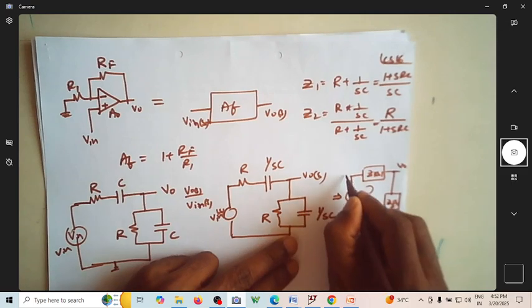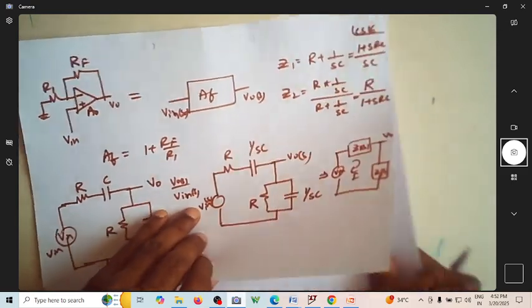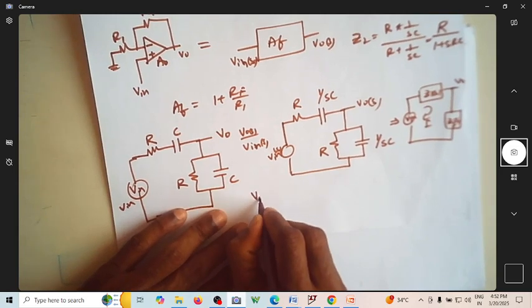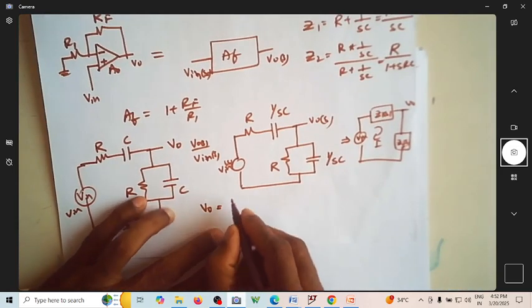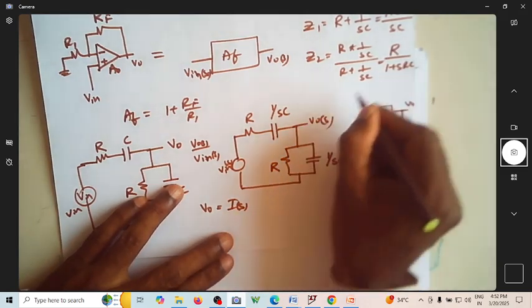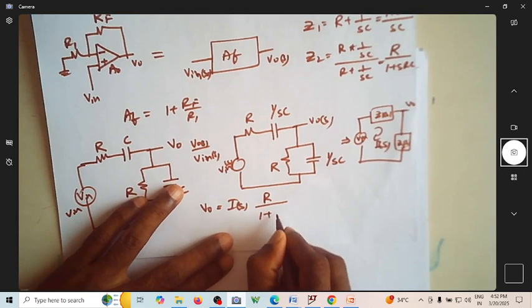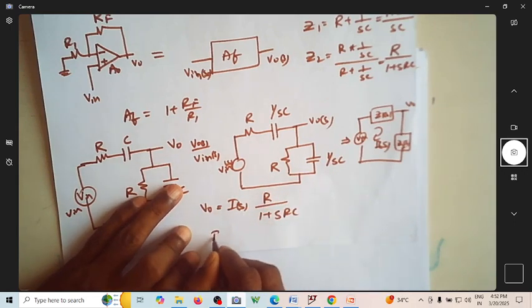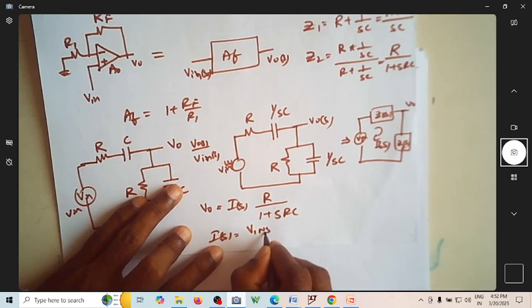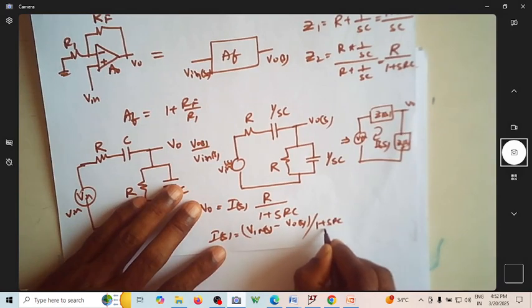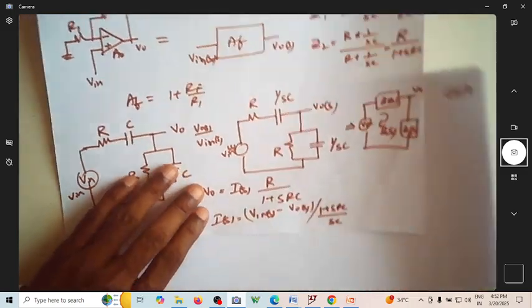So now let me write, this is V0. Let me call this as this. This is V. So let me rewrite this, or let me just put it here. What is V0? V0 of S is equal to I of S multiplied by Z2, which is nothing but R by 1 plus SRC. What is I of S? I of S is V in of S minus V0 of S whole divided by this 1 plus SRC by SC. This is what I have.